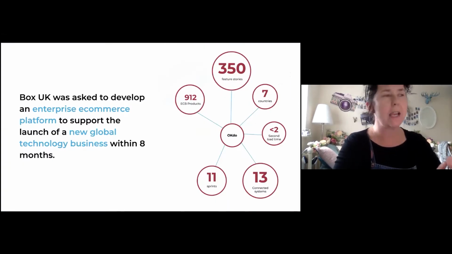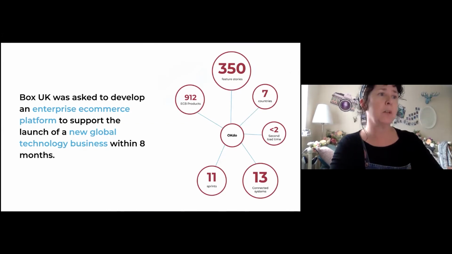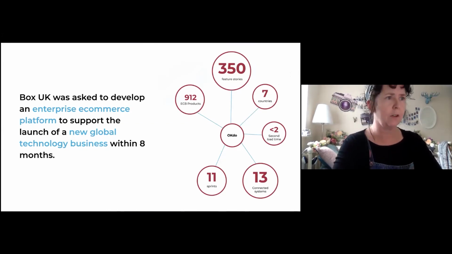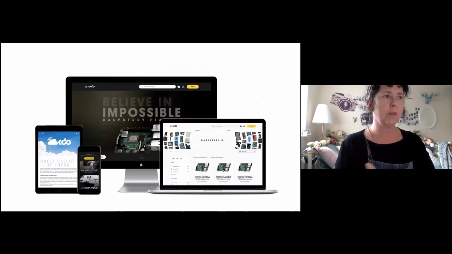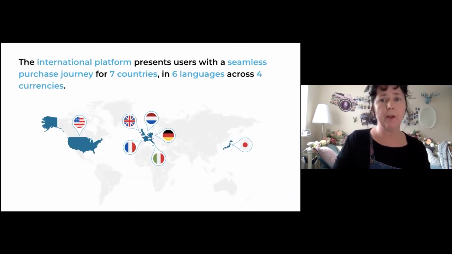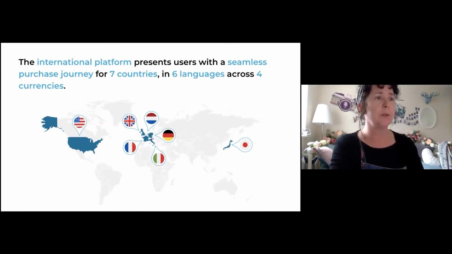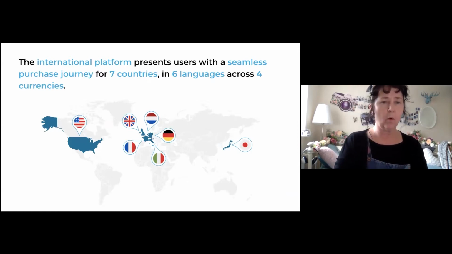In 2018, Box UK were asked to develop an enterprise e-commerce platform to support the launch of a new technology business within 8 months, which was no mean feat. So welcome to OKdo. OKdo is an international platform. They're also a Raspberry Pi manufacturer. They specialize in selling in the single board computer market. So we have a platform which presents users with a seamless purchase journey in 7 countries with 6 languages and 4 currencies.